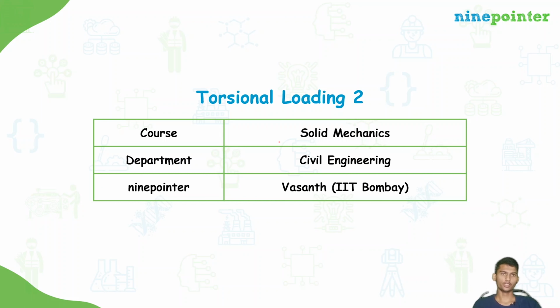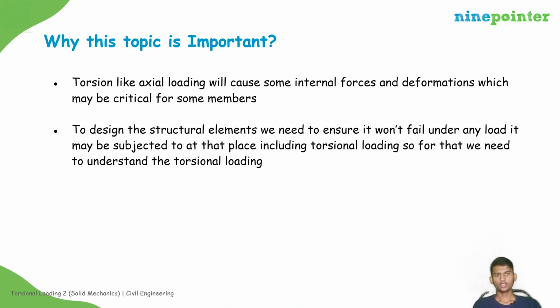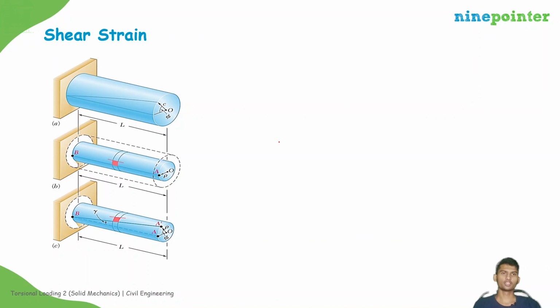In this video, we are going to discuss torsional loading. In the previous video, we said why we need to study this topic, and we also said that because of the torsion, shear stress will develop. So if there is shear stress, there will be shear strain. Because of the shear strain only, shear stress will develop. So let us find the formulas for shear strain in case of torsion.